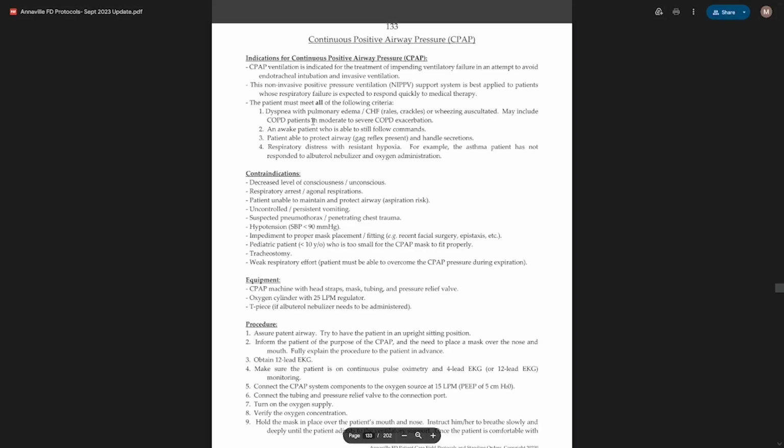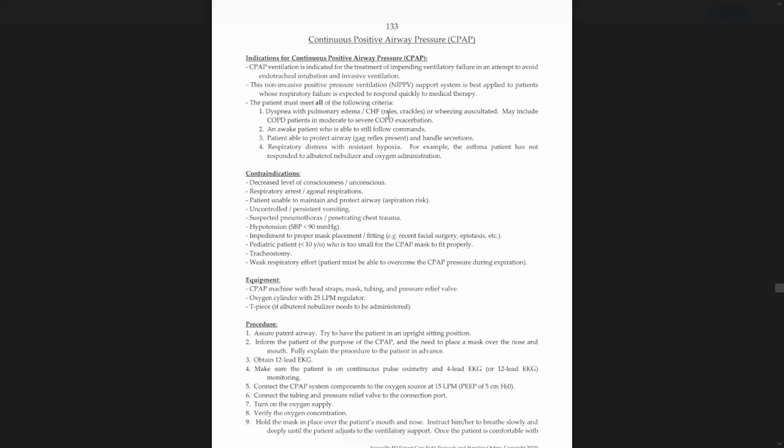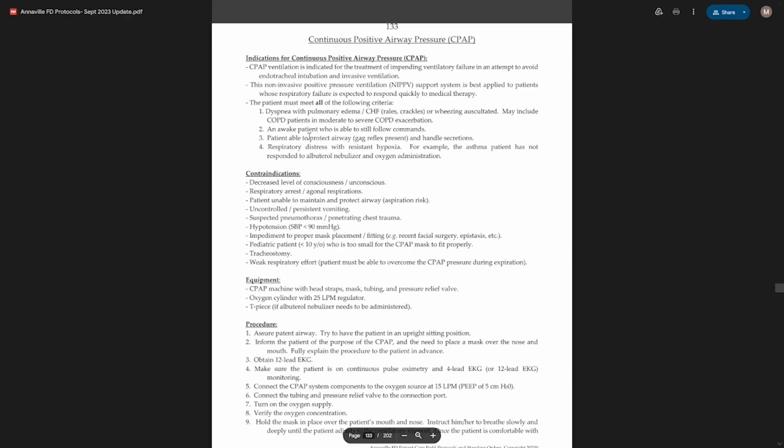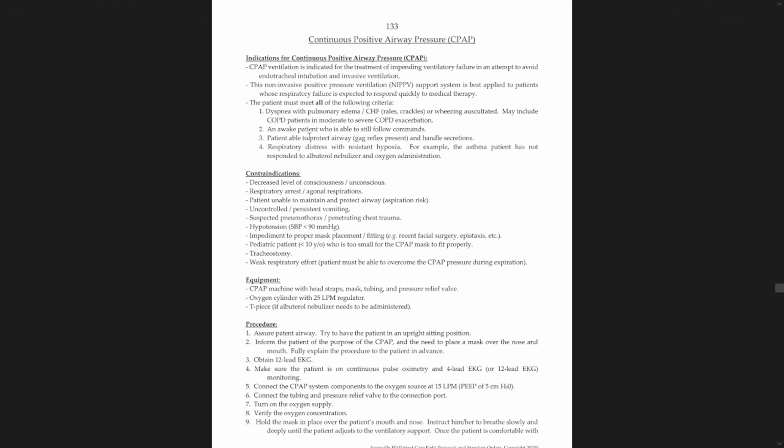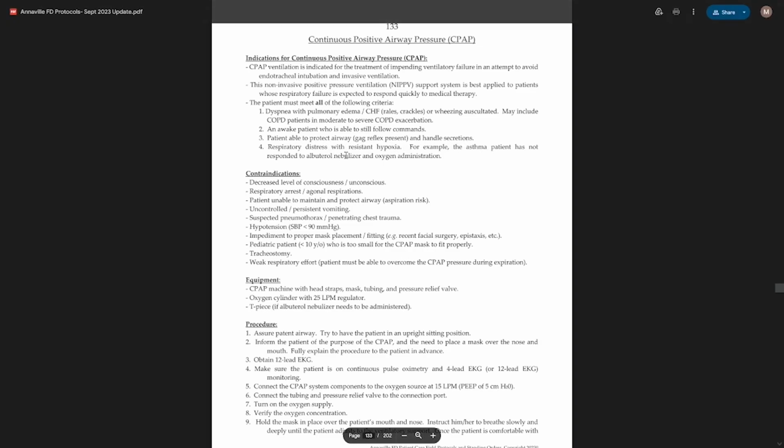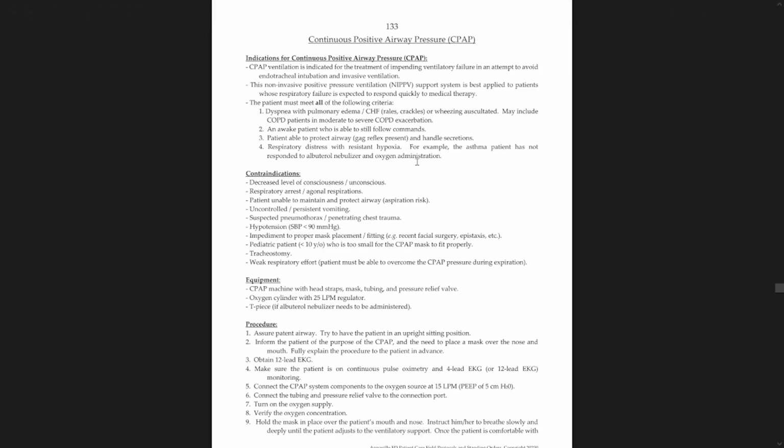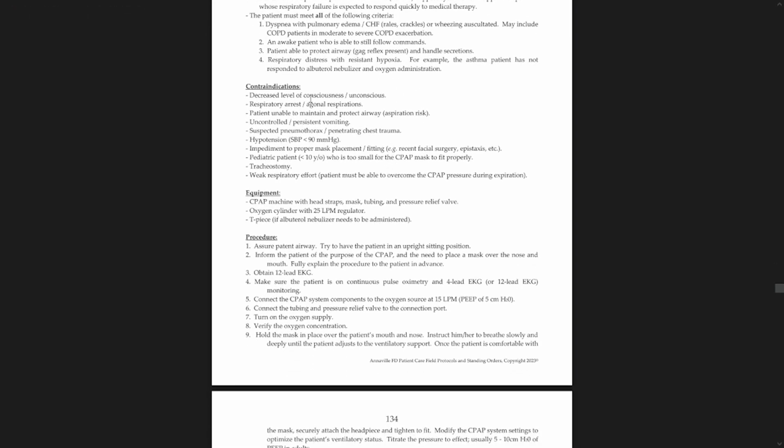They may include COPD patients in moderate to severe COPD exacerbation. An awake patient who is able to follow commands. A patient must be able to protect their own airway, a gag reflex must be present, and handle secretions. Respiratory distress with resistant hypoxia. For example, the asthma patient has not responded to albuterol nebulizer and oxygen administration. The contraindications are a decreased level of consciousness or being unconscious, respiratory arrest or agonal respirations.